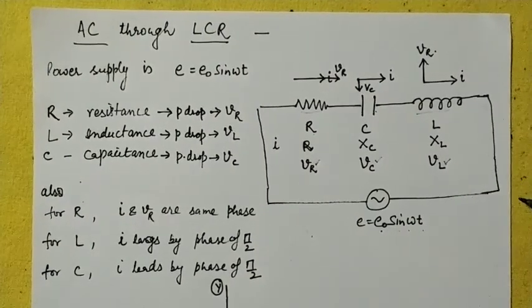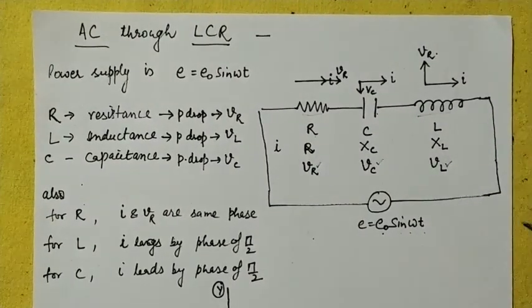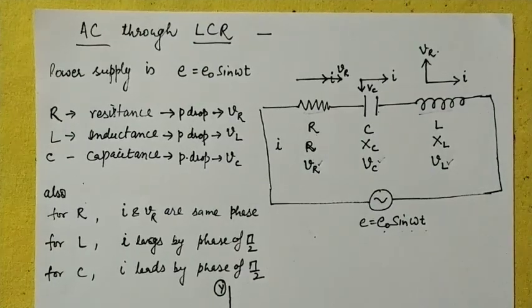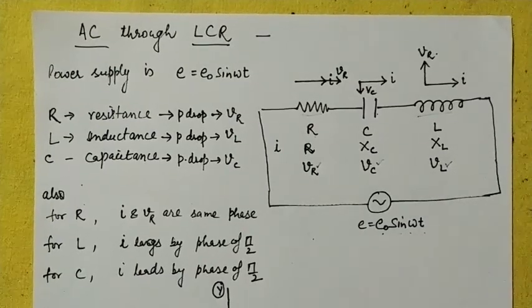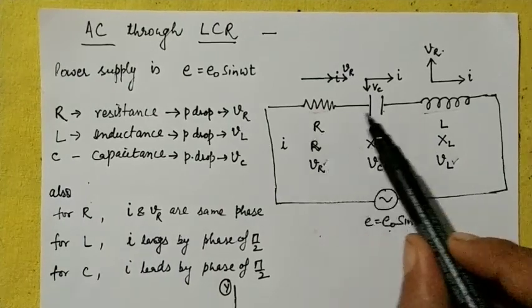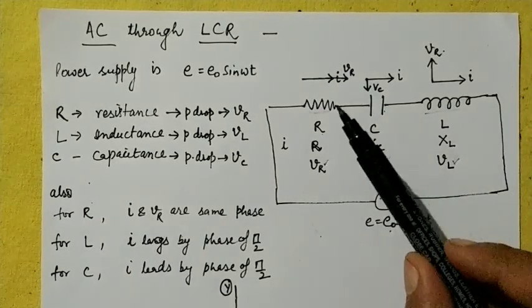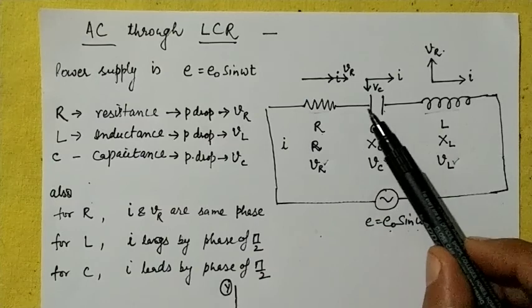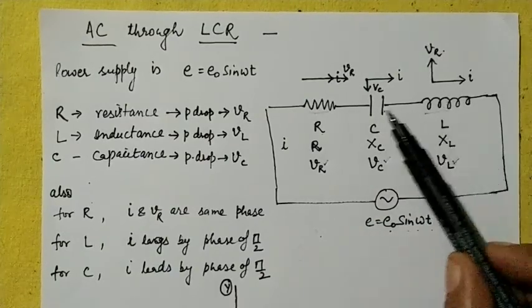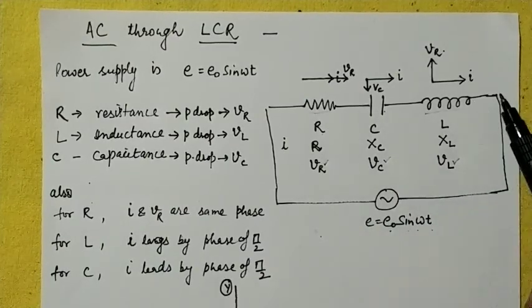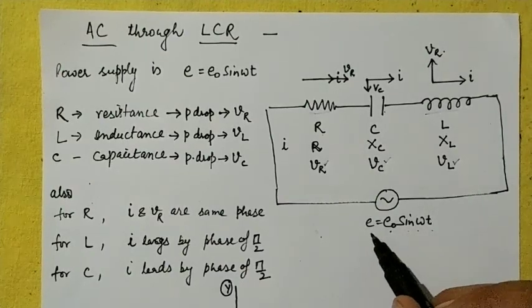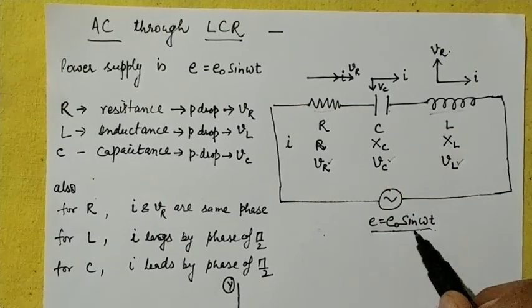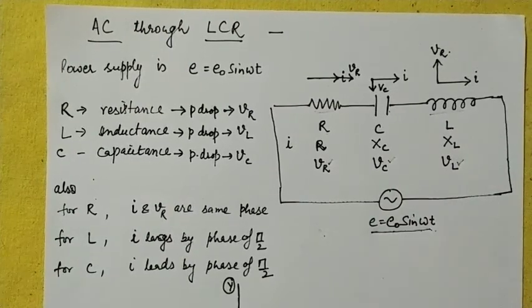In this video, we will discuss how the LCR circuit behaves when AC is passed through it. For that, I consider a simple electrical circuit in which a resistor, a capacitor and an inductor are connected in a series combination through an AC power supply. We know that the AC power supply is represented by E naught sine of omega t.